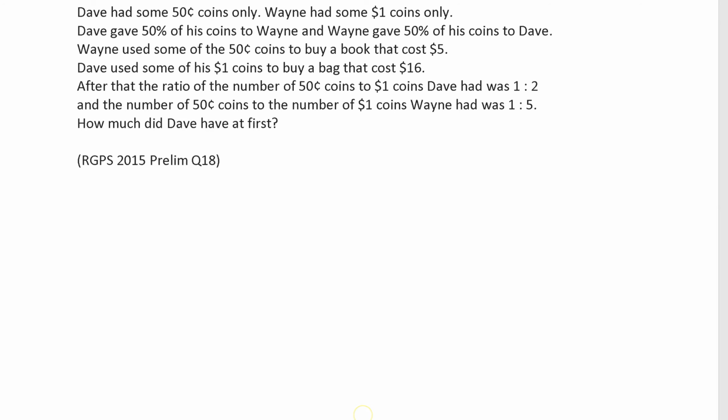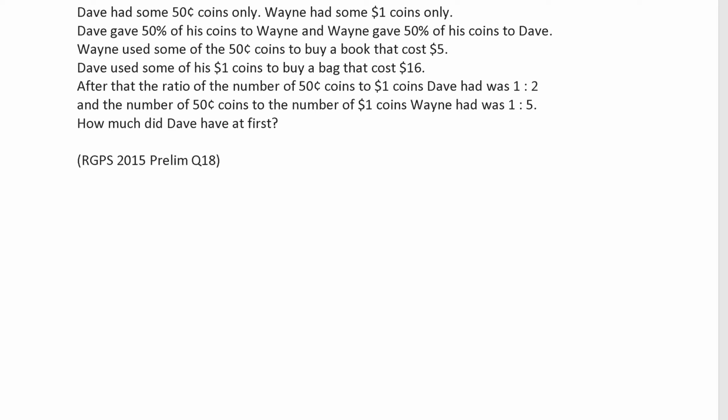Cent coins only. Wayne had some $1 coins only. Okay, Dave gave 50% of his coins to Wayne. Wayne gave 50% of his coins to Dave. So Wayne used some of the 50-cent coins to buy a book that cost $5. Dave used some of his $1 coins to buy a bag that cost $16. The ratio of 50-cent to $1 coins Dave had remaining was 1:2. The number of 50-cent coins to the number of $1 coins Wayne had was 1:5. How much did Dave have at first?